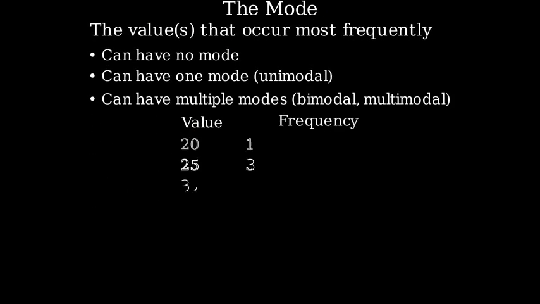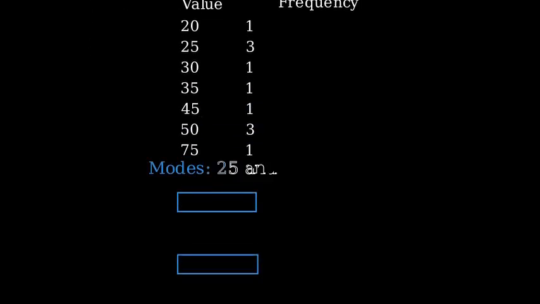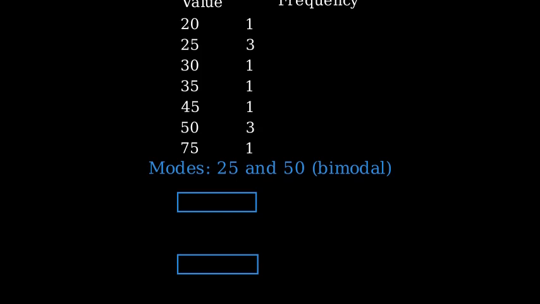In our data, 20 occurs once, 25 occurs 3 times, 30 occurs once, 35 occurs once, 45 occurs once, 50 occurs 3 times, and 75 occurs once. Both 25 and 50 occur 3 times, more than any other value. So our data set has two modes: 25 minutes and 50 minutes. This makes our data bimodal.